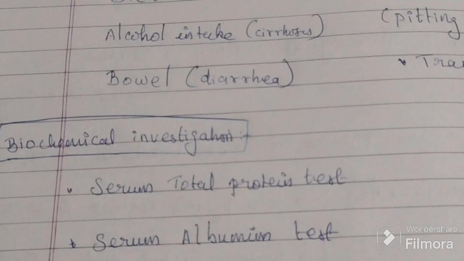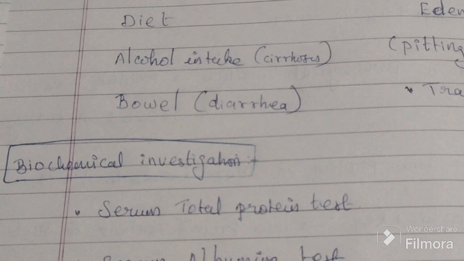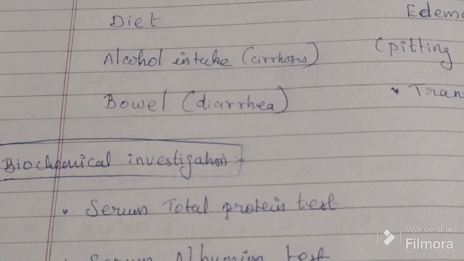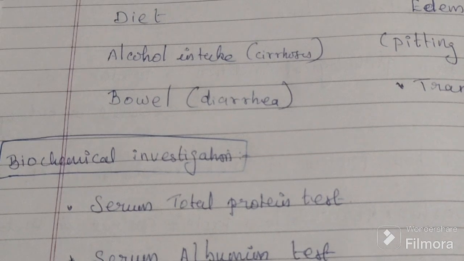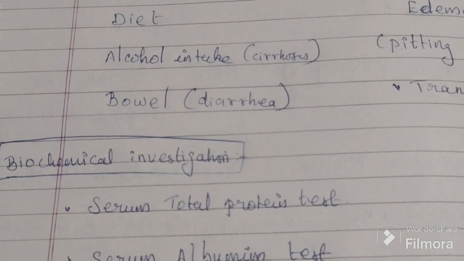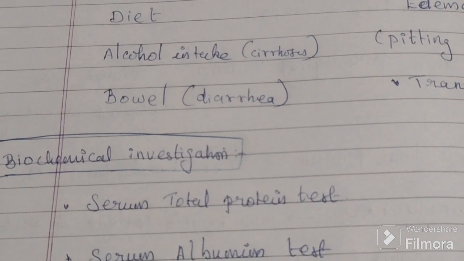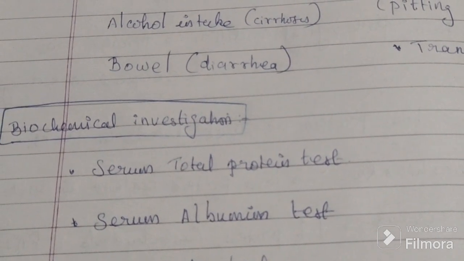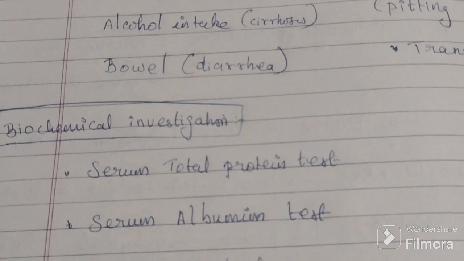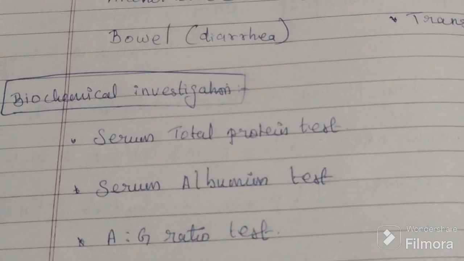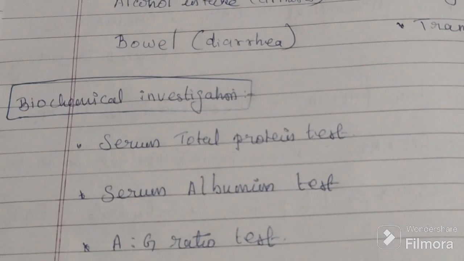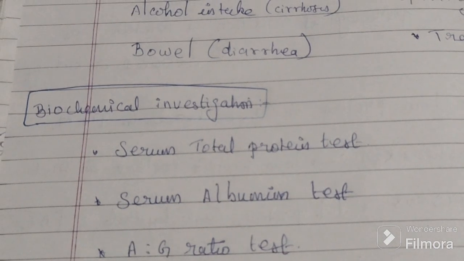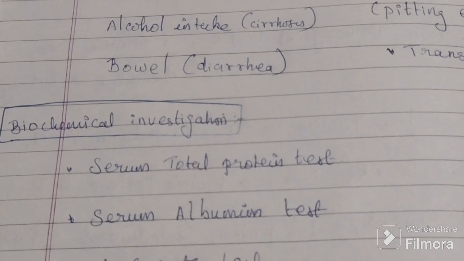Then confirmatory diagnosis is by biochemical investigation. In the very beginning we perform the serum total protein test, which will establish that the patient has low protein in blood. Another test is serum albumin along with the albumin globulin ratio, AG ratio. This investigation will give more insight into the etiology of hypoproteinemia.